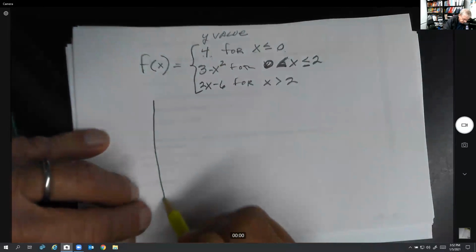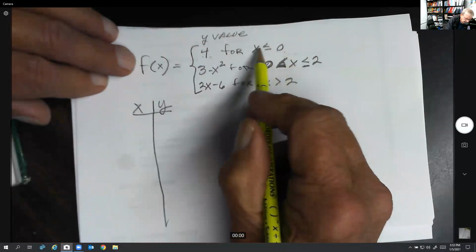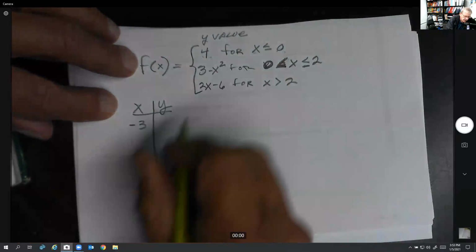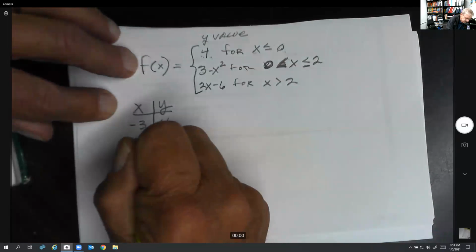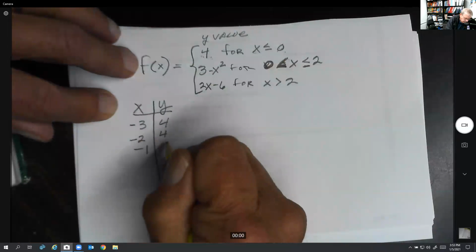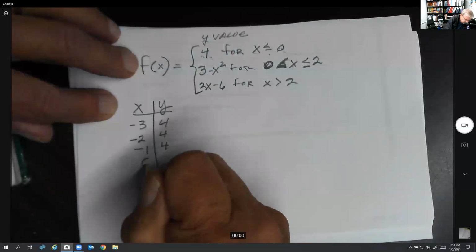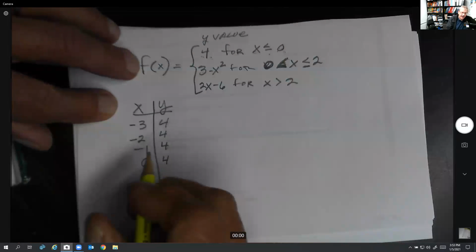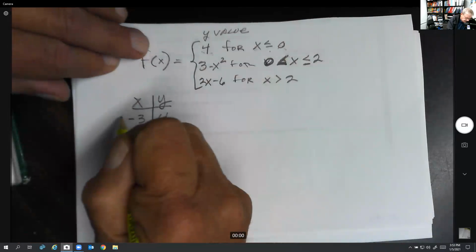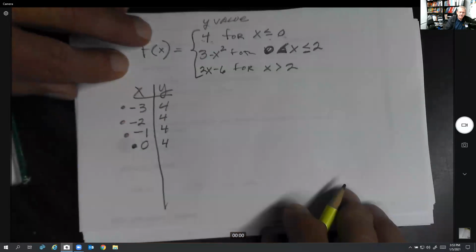We're going to make a table of values. Okay, so it says if x is a number smaller than 0, let's just use a few: -3, y will be 4. If it's -2, y will be 4. If it's -1, y will be 4. And it says also it could be equal to 0. So when it's 0, it could be 4. So what I do on that one is I put a solid dot right here because I want that dot to be solid. In fact, all these dots are going to be solid. We know these are exact answers.